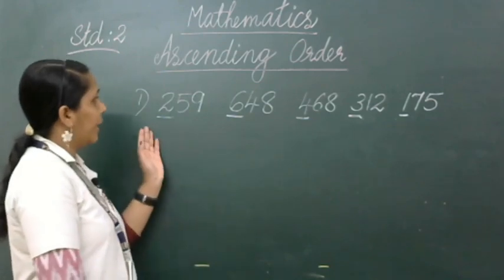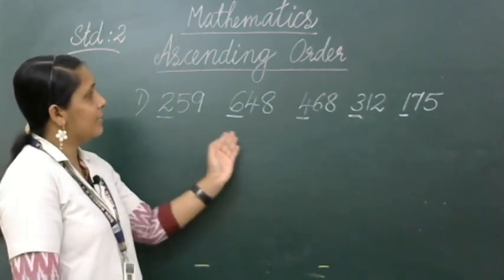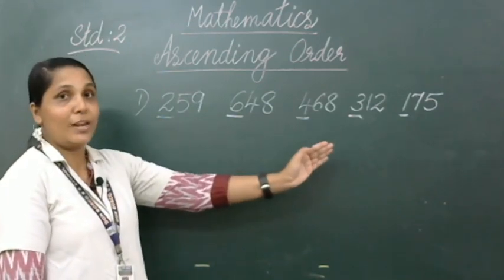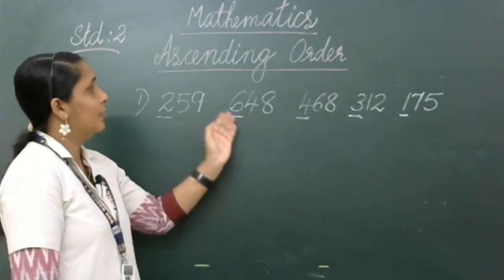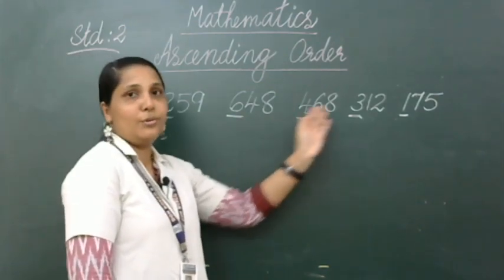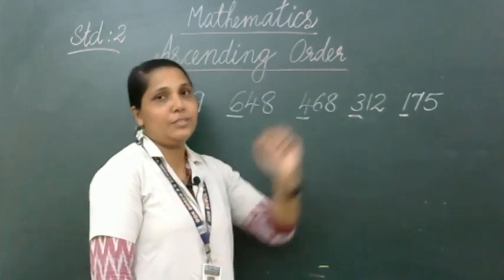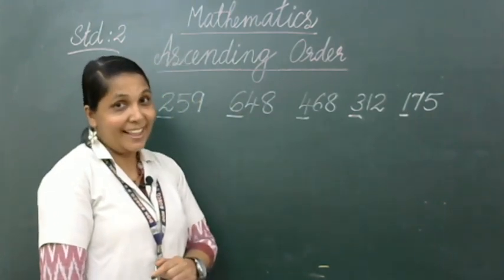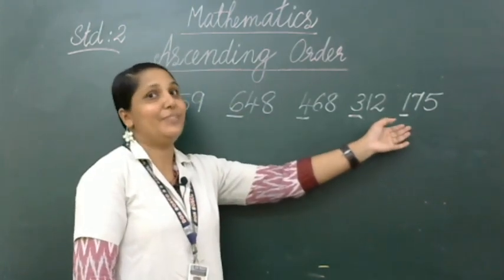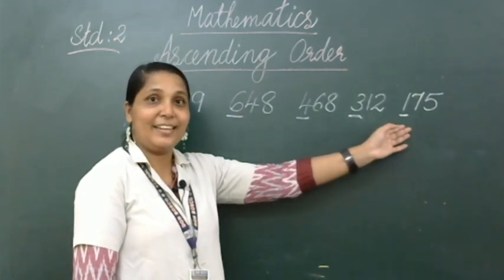Now can you tell from these numbers which is the smallest one? 2, 6, 4, 3 and 1. Which is the smallest one? Yes, it is 1. So which is the smallest number?